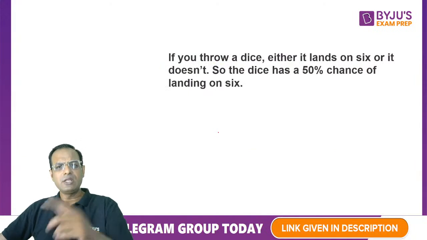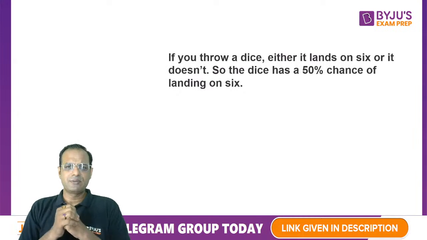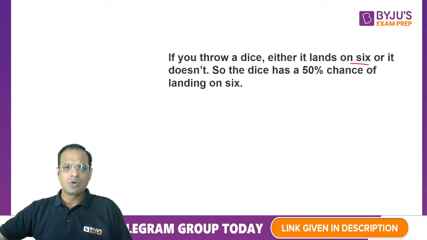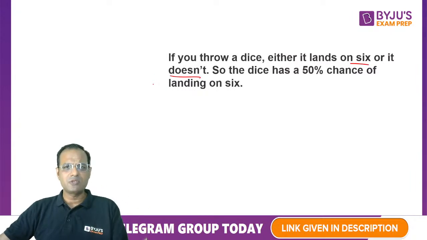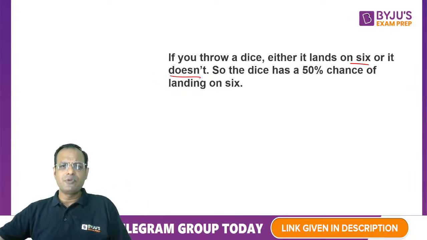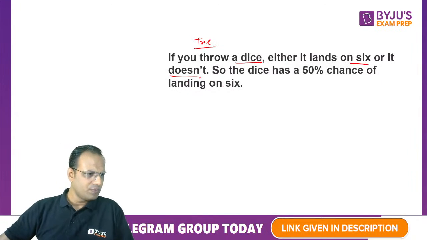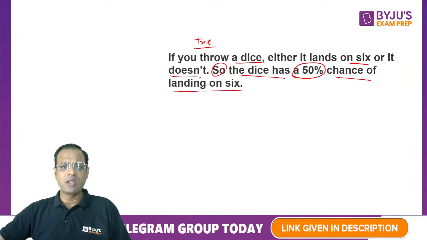All right. There is one more way to look at it. Now, let's look at this question. You have a dice. If you throw a dice, either it lands on 6 or it doesn't, right? A dice has 6 sides with 6 digits, 1, 2, 3, 4, 5, 6. We play Ludo using dice. So if you throw a dice, either it lands on 6 or it doesn't. Very true? Yes, it's true. All right. So therefore, the dice has 50% chance of landing on 6.